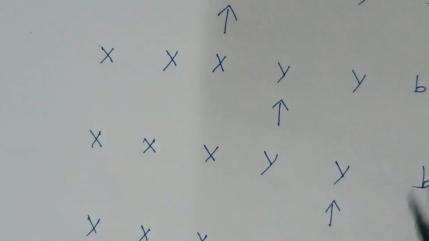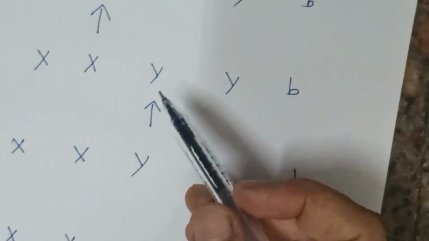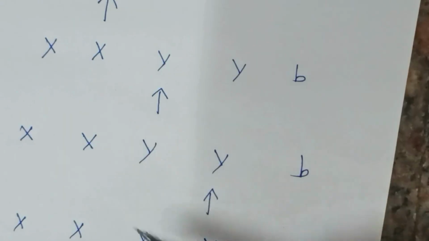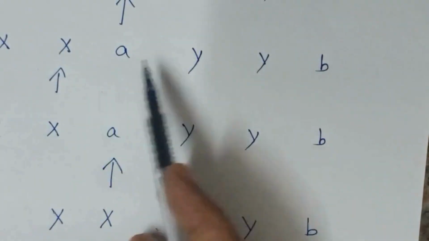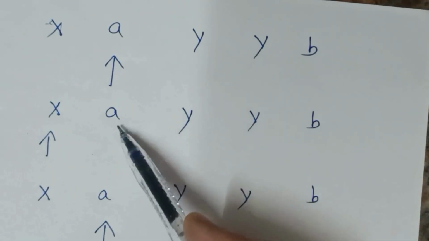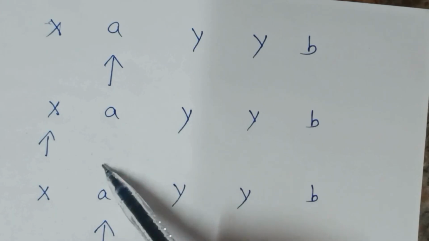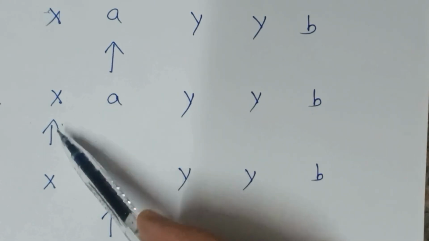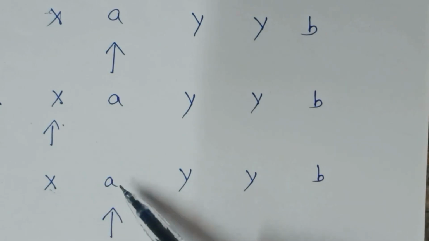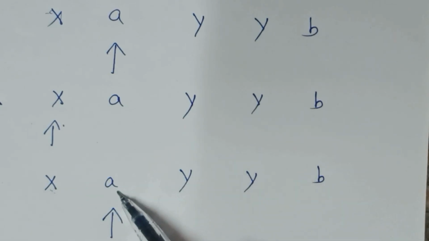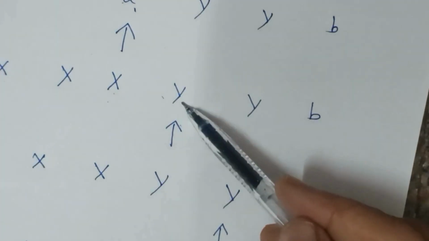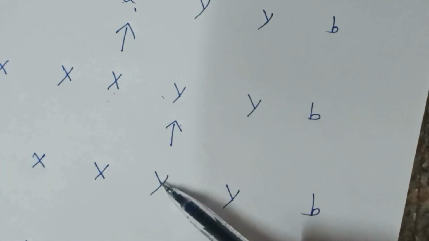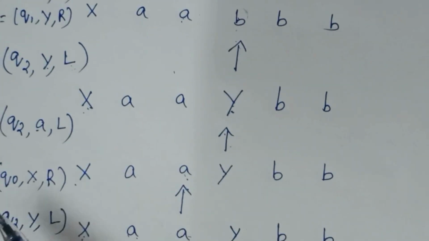A. So here the same thing happens. Read Y, write Y, move to left. Now we got A, right? Read Y, write Y, move to left. Now read A, write A, move to left. X we got, read X, write X and move to right. Again we are starting from the first symbol. Now read A, write X, move to right. Now read Y, write Y. How many Y's are there? Just read and write and move to right. This one will work.